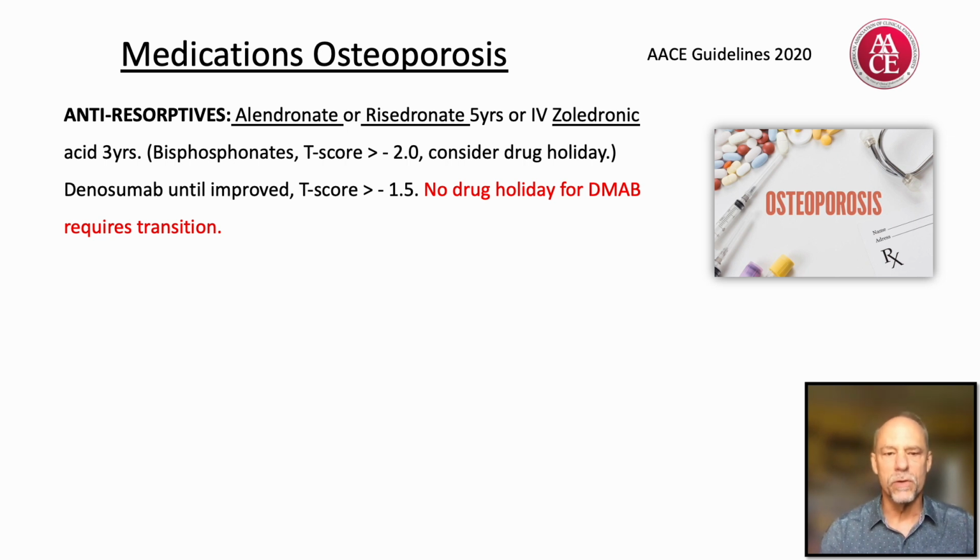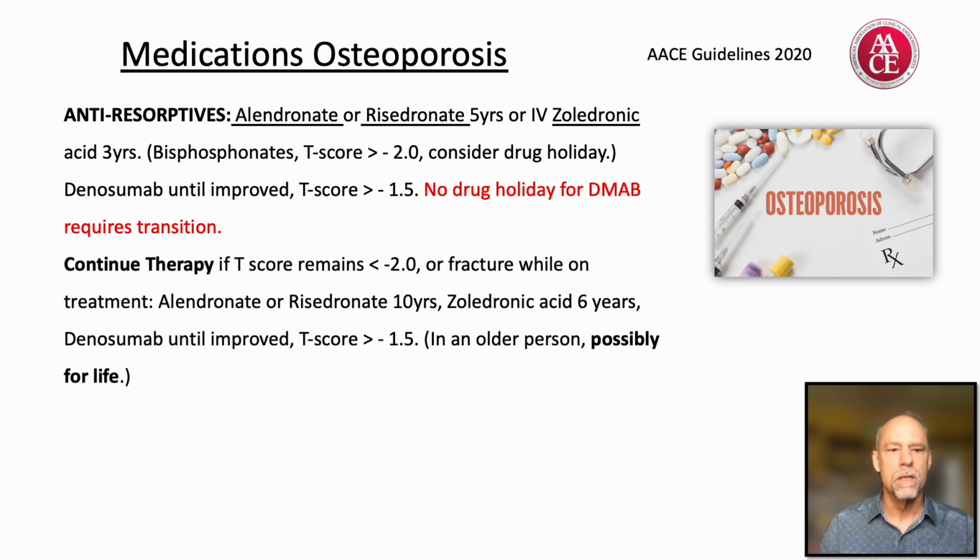There are no drug holidays with denosumab, but there is with the bisphosphonates, and we'll talk about why that is the case with denosumab. You also need to get a little bit better T-score because you get a bigger drop-off in bone density when denosumab is discontinued, even if you follow that with an appropriate medication like a bisphosphonate. We want to continue therapy longer than 5 years for the oral or 3 years for the IV if the T-score remains less than negative 2.0 or if they fracture during treatment. So we could take the oral bisphosphonates to 10 years or zoledronic acid to 6 years.